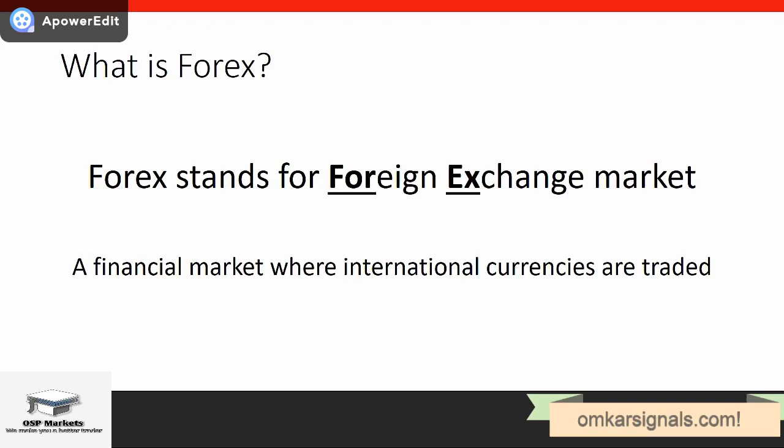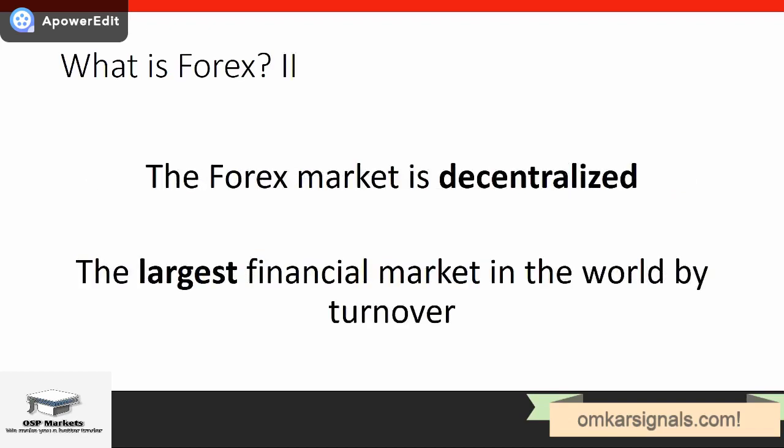So Forex stands for foreign exchange market, and as the name suggests, it is a financial market where international currencies are traded. The Forex market is decentralized, so in contrast to the stock market where you have physical and local stock markets such as the New York Stock Exchange, the London Stock Exchange and so on, you don't have one Forex market, but you have many Forex markets. They are not necessarily connected, and this means that they are decentralized. They don't work together, and we will see later what this means.